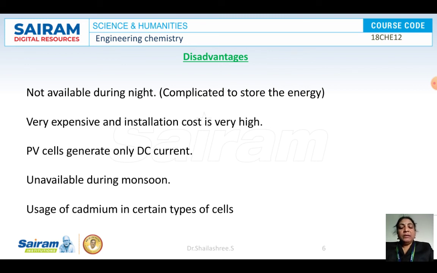Coming to the importance, the very main importance is that for those who are staying very far away from electric grid connections, solar energy will be one of the best sources of energy. And for families staying very far away from the city limits, solar energy will be the best source of energy.